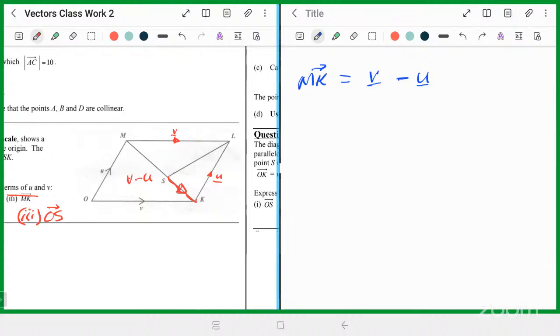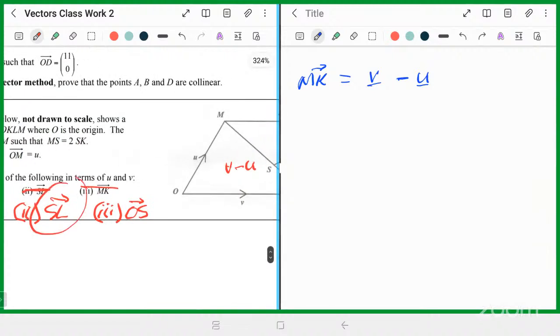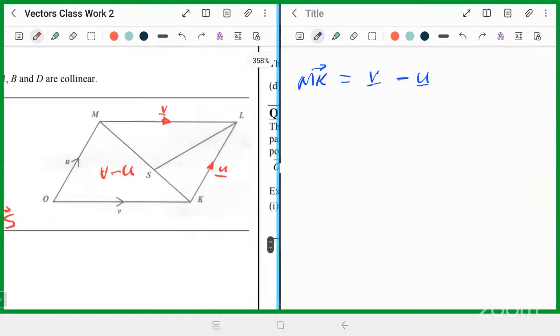Go back to this. This vector here now, down here, will be 1/3 of the MK if you need to use it. And MK is V minus U. So that vector will be 1/3 of the V minus U. All right, so we have to recognize that. All right, so we're going to have to use one of them in the next part of a question, which is for us to find SL. And that is the vector from S to L.